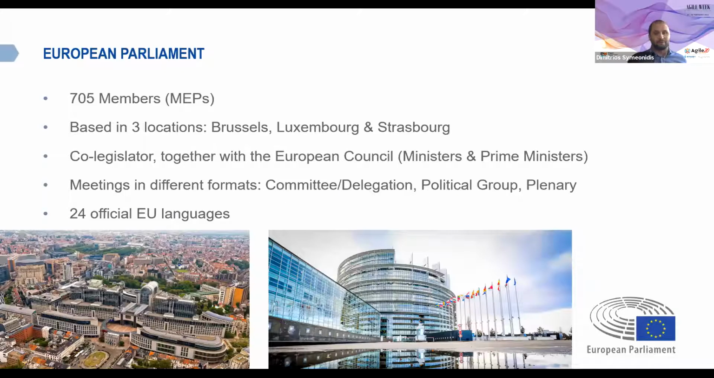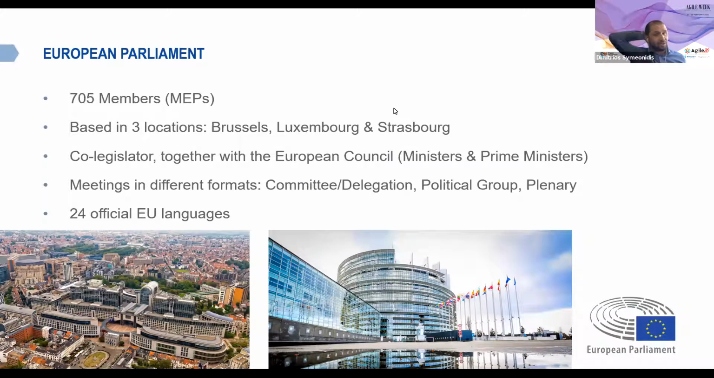MEPs, or members of the European Parliament, down from 751 before Brexit. We are located in 3 places, actually: Brussels, Luxembourg, and Strasbourg.